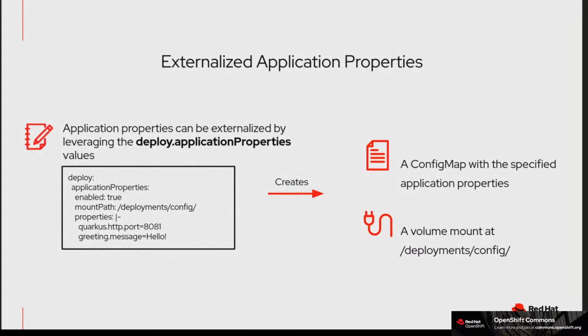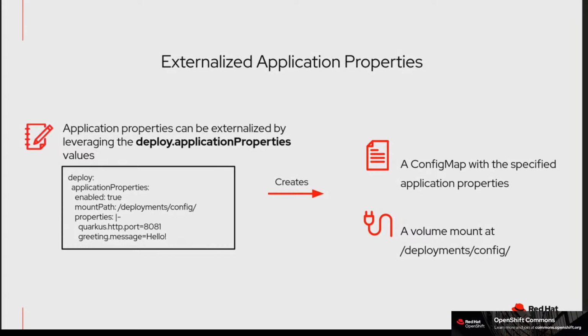Another feature here is externalized application properties. Oftentimes when you're working with Java applications, you have an application properties file. You'd like to externalize that from your app so you don't have to recompile it between dev, test, prod, and any other stages that you have. Just extract those application properties and you can use the same image throughout all of your stages.